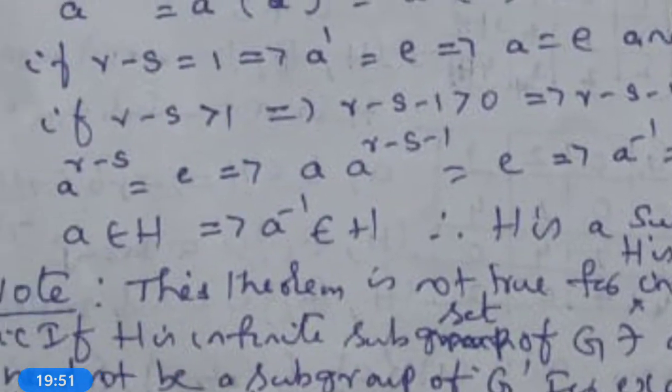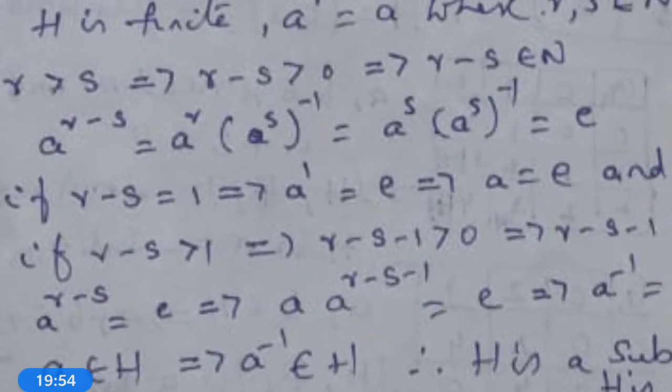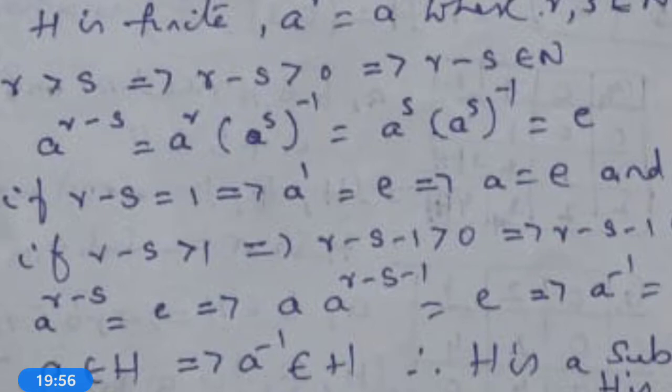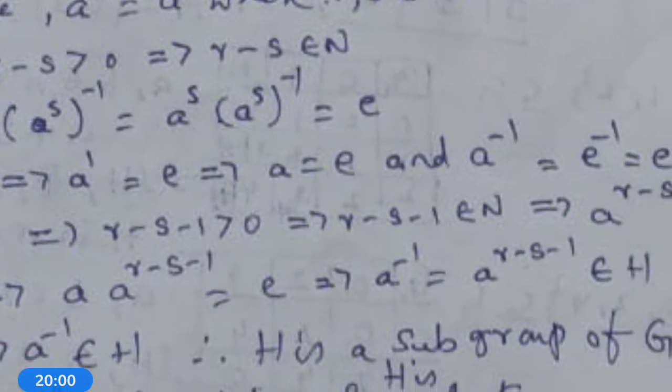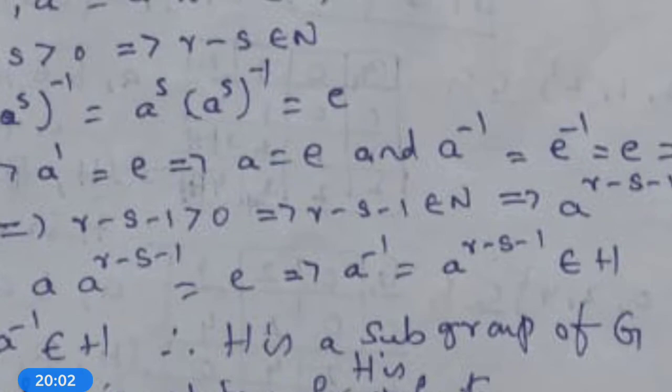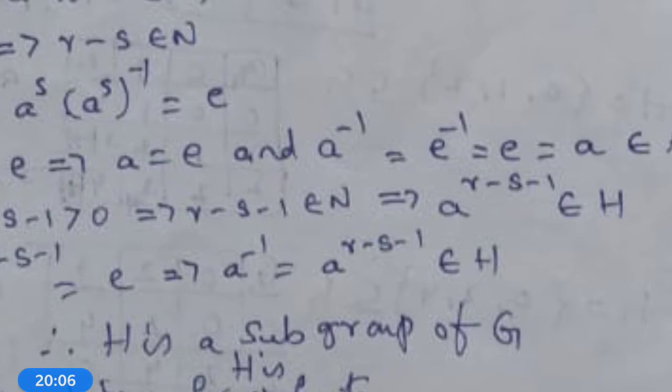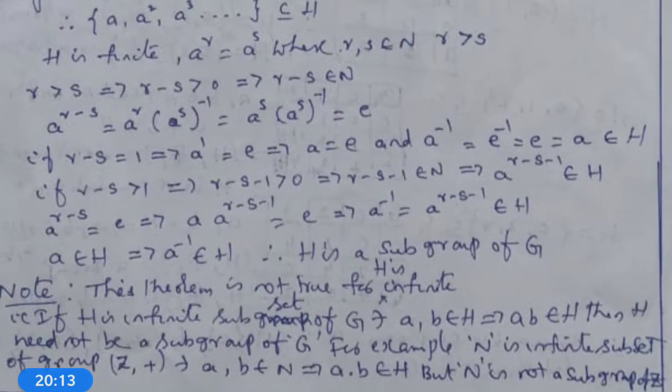Now, if r - s > 1, then r - s - 1 > 0. This implies r - s - 1 also belongs to capital N, which implies A^(r-s-1) belongs to H.